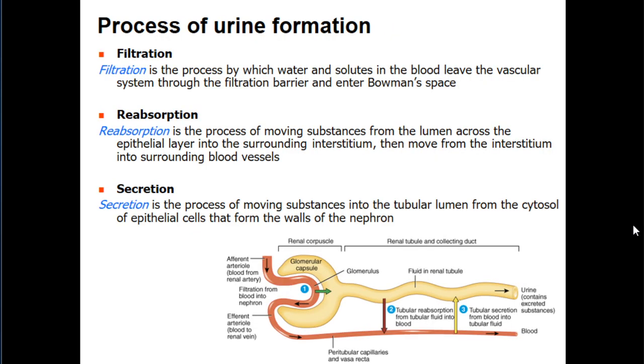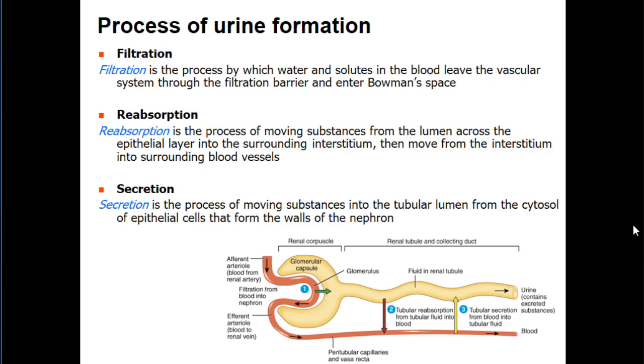Now, the process of urine formation includes three steps. The first one, filtration. That's the process by which water and solutes in the blood leave the vascular system through the filtration barrier and enter the Bowman space.